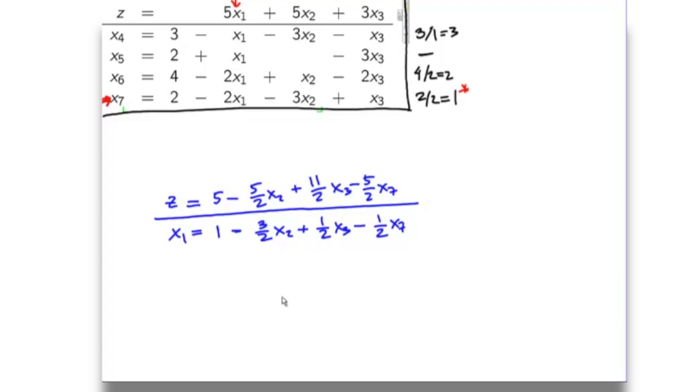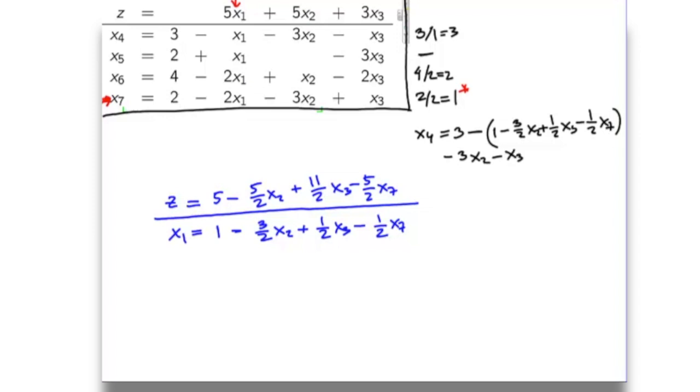So next, the first constraint. Okay, so the expression for x4, now we need to eliminate x1 from that expression. So let's do this. x4 is 3, and then minus x1. So instead of x1, again, we write the expression for x1 that we have here. So it will be 1 minus 3/2 x2 plus 1/2 x3 and minus 1/2 x7. So it was 3 minus x1 minus 3x2 minus x3.